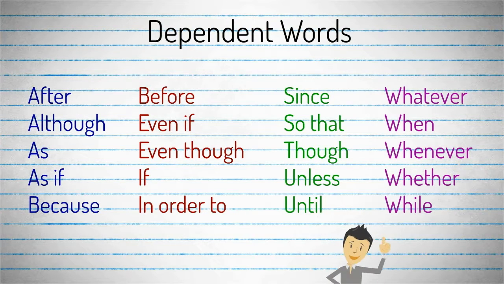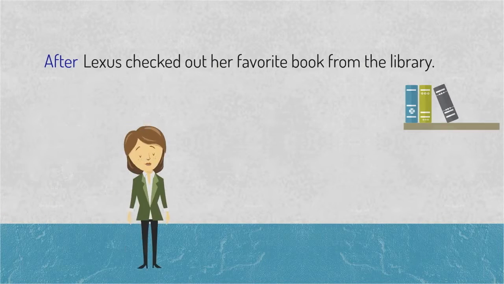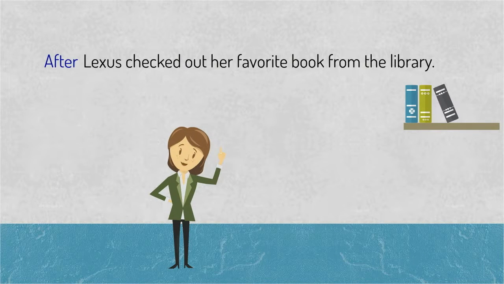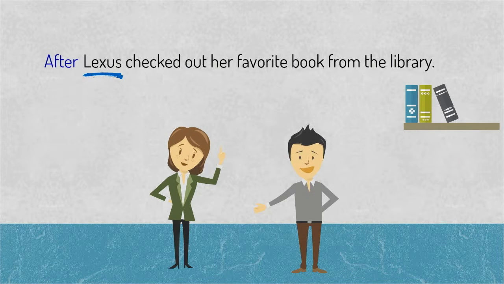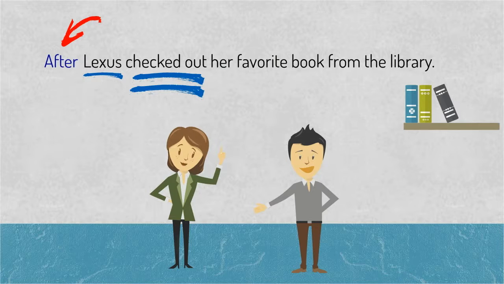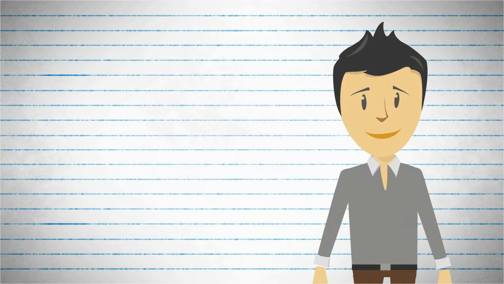Let's take our previous example and add one of these dependent words to the beginning. After Lexis checked out her favorite book from the library. Even though Lexis can still be a subject and checked out can still be a verb, the word after makes this thought incomplete. All of a sudden, the clause does not make sense on its own because we are left with missing information. Let's look at one more example using a different dependent word.